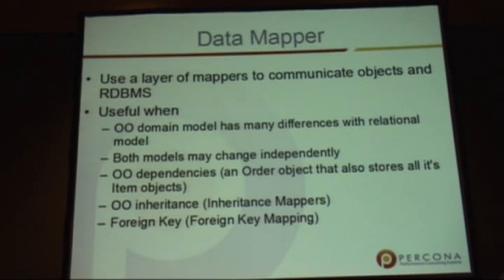So data mapper, like I said, is basically a layer of mappers, and if you remember from one of the first slides, there is just something that helps communicate two different things. And it communicates objects in the database. So this is useful when you really have two different models. So your object model is too complex.